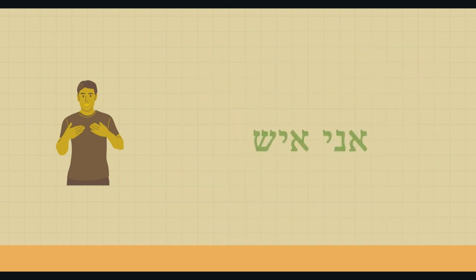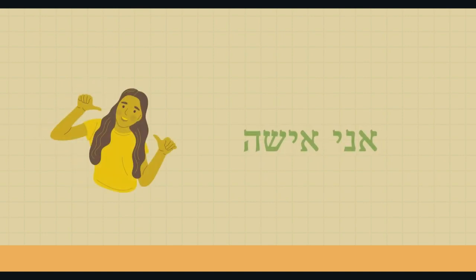Ani ish. I am a man. There is no direct translation in Hebrew for the word am. It is implied. So it is literally I, man. Or Ani isha. I am a woman.